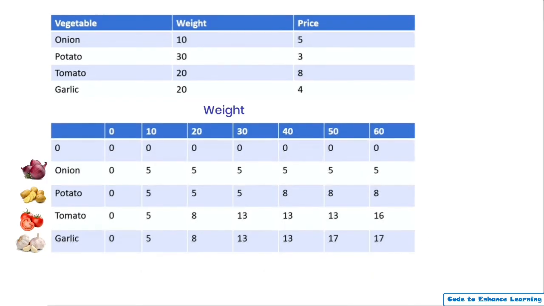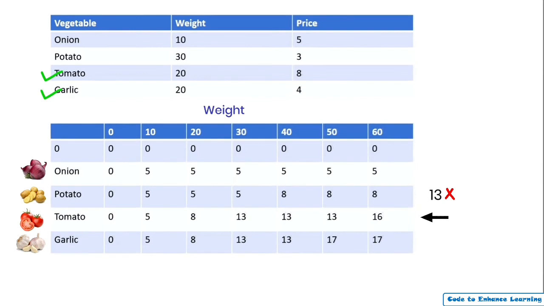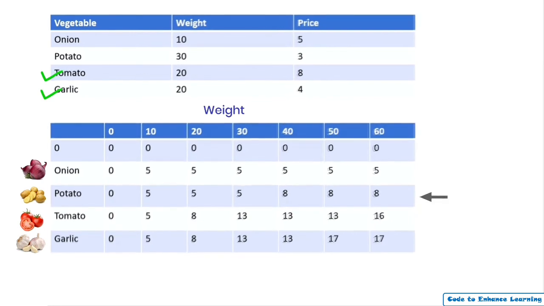The last value in the table is 17. Is 17 present in the row above? No. Pick the garlic. Subtract the price of the garlic to get 13. Move to the fourth row. Is 13 present in the third row? No. Pick the tomato. Subtract the cost of the tomato to get 5. Move to the third row. Is 5 present in the second row? Yes. So we ignore the potato.